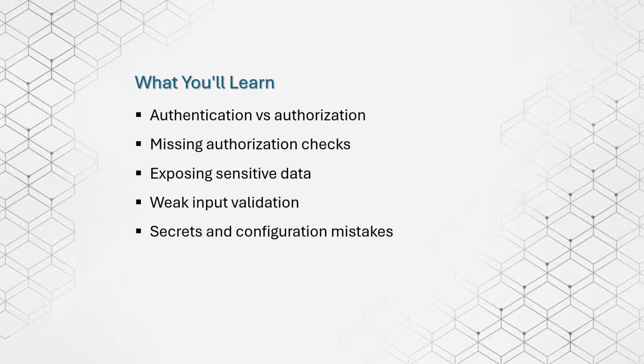We'll begin by clarifying the difference between authentication and authorization. Then we'll look at common mistakes such as leaving sensitive endpoints unprotected, returning too much data in API responses, trusting user input without validation, and storing secrets incorrectly. These are foundational practices that apply to almost every API, whether it is internal or public.